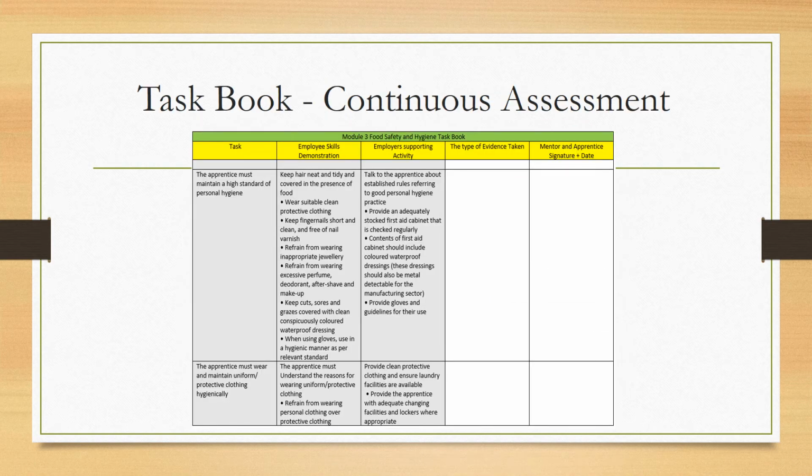Here you can see the task book. So I have the task here, it's the first column. So this is just a screenshot of the task book. The first one is the apprentice must maintain a high standard of personal hygiene. And it basically says what the apprentice should do.